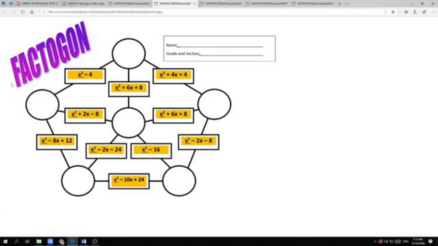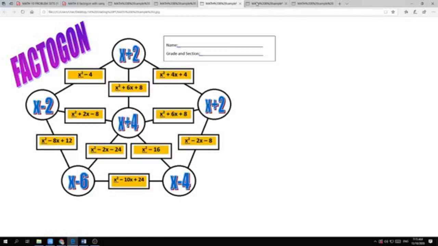Now, sir, this is the first thing that you're going to be submitting. The exercise or the worksheet or the game itself. Okay, so take note, the rectangles, you should be putting trinomials or binomials there. Don't worry, I will be teaching you how to go about it. Now, let's proceed. Here is the answer key. This will be the answer key of your Factogon.